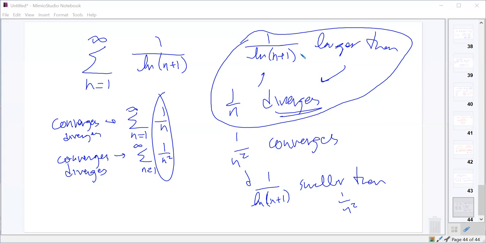And so we can, just by knowing whether 1 over n diverges and 1 over n squared converges, immediately eliminate 2 of the 4 answer choices. And so even if you weren't sure at that point, you've got a pretty good chance of guessing.